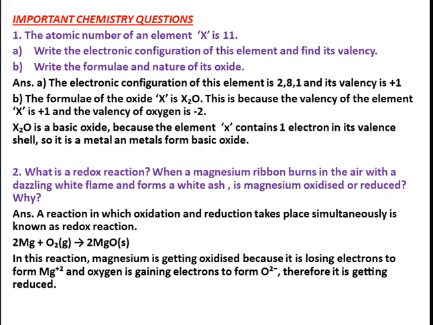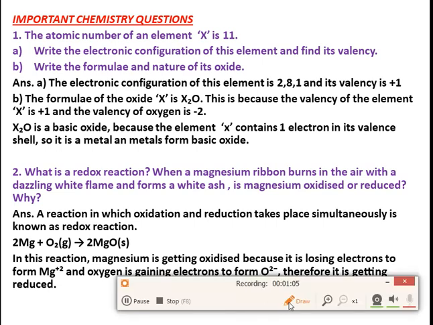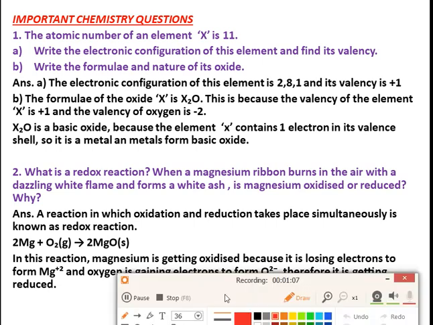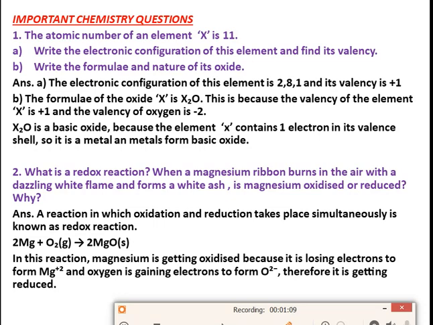So now, first of all, we will discuss the first question of chemistry, that is: the atomic number of one of the elements X is 11. Okay, one element X is there whose atomic number is 11. In this we have two questions, question A and B. So this question is of 2 marks. If it comes in your exam, it will be of 2 marks.